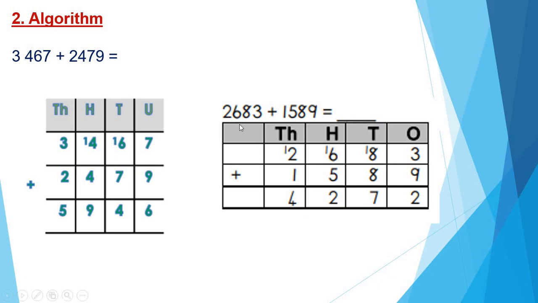So 2,683 plus 1,589 is equal to 4,272. Now let's look at subtraction.